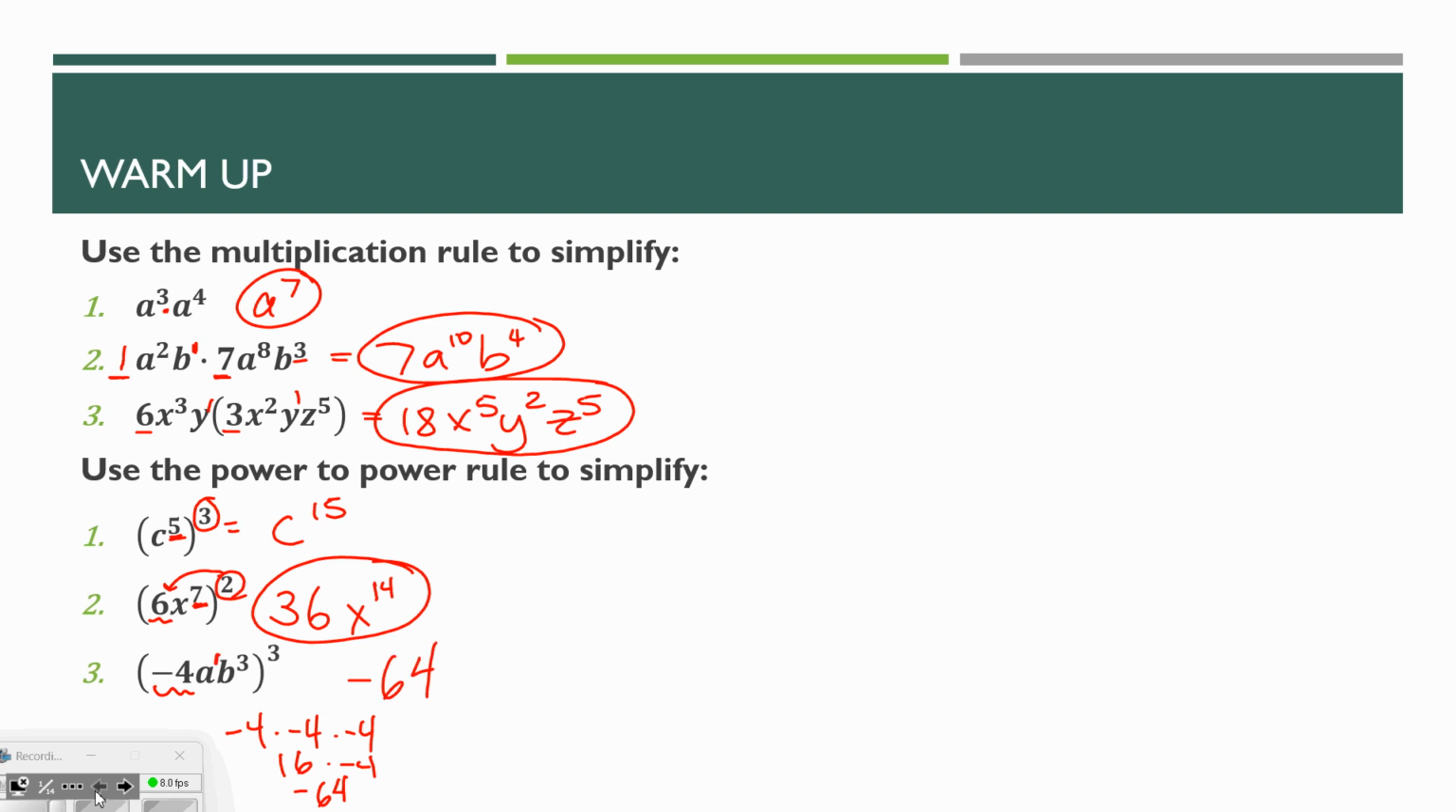This is a to the 1st. And again, I have like 3 groups of 1 a, or in other words, 1 times 3. So a to the 3rd. I have 3 groups of 3 b's. So 3 times 3 is b to the 9th. Final answer.